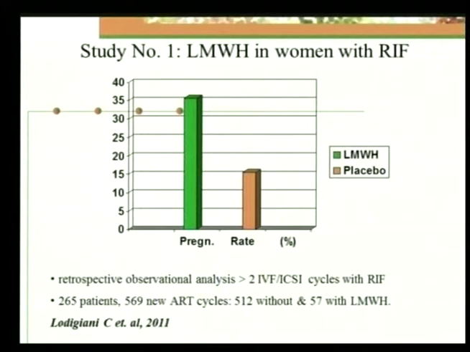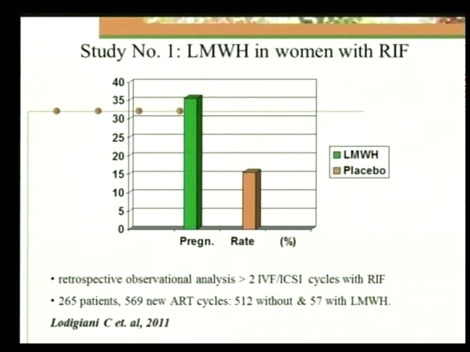recurrent implantation failure. This is the first study, conducted by Lodigiani et al. It was a retrospective observational analysis of women who had undergone more than 2 IVF-ICSI cycles with recurrent implantation failure. They compared 265 patients with 569 new ART cycles; 512 cycles were given placebo, and 57 patients were treated with low molecular weight heparin.